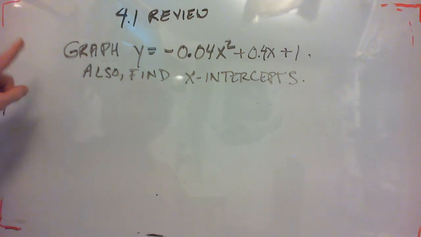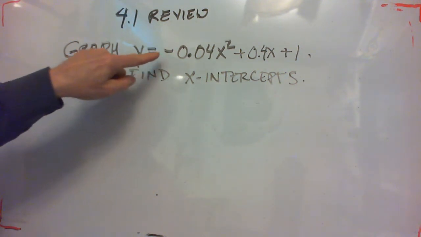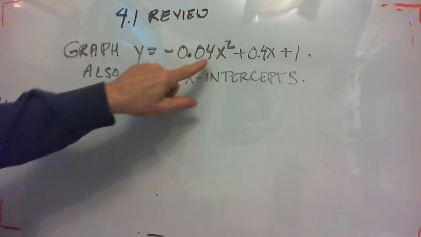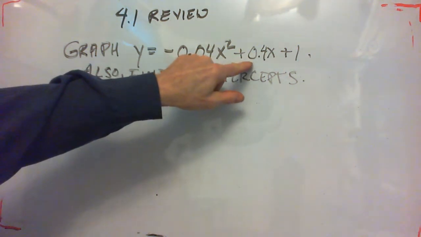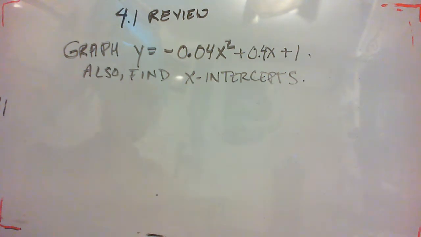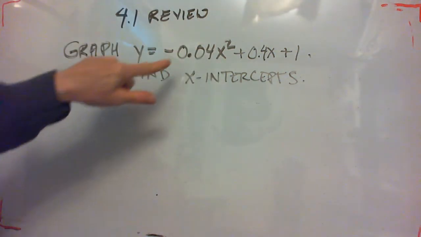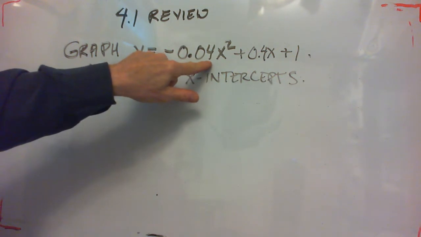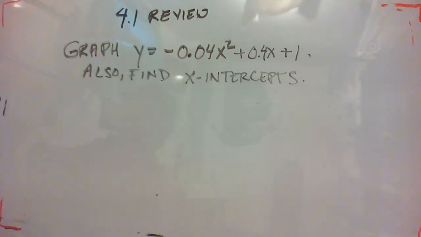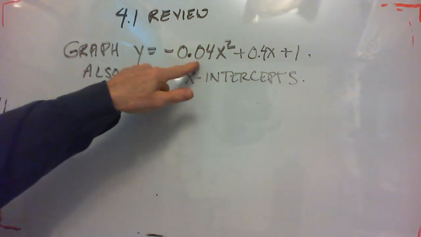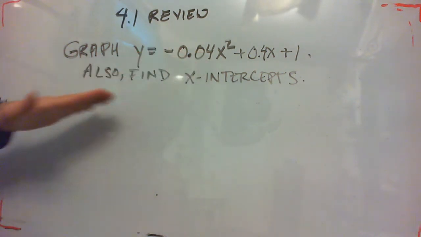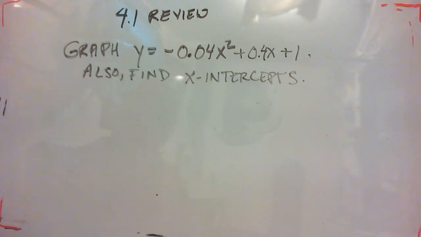Okay, we're going to do a problem like number 9 of the homework. We're going to graph y equals negative 0.04x squared plus 0.4x plus 1, which is a quadratic function, so it's going to be a parabola. The coefficient in front of x squared is negative, so it's going to be an upside down parabola. And it's got this 0.04 coefficient, which means it's flattened out quite a bit.